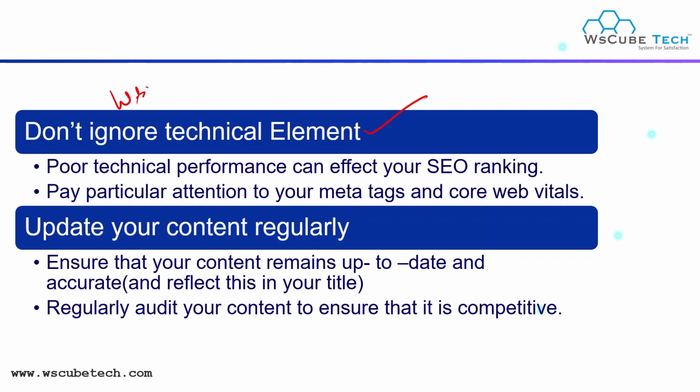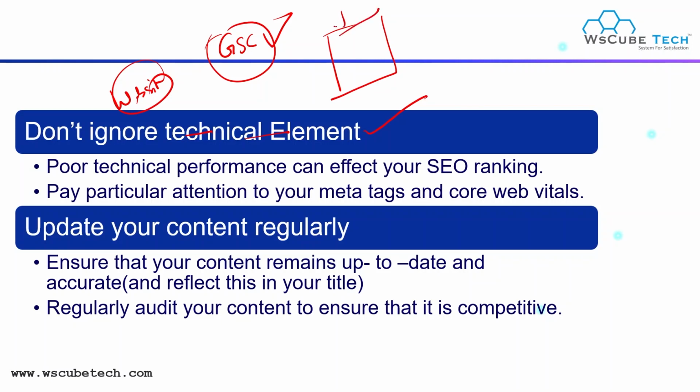Our website, just to monitor our technical element, we can take help of our Google Search Console. In our Google Search Console, we can monitor every technical element. For example, let's suppose this is your blog post, and due to some technical error, any server error or any kind of error, your page is not ranking, so you have to focus on your technical element as well, because your poor technical performance can affect your SEO ranking.